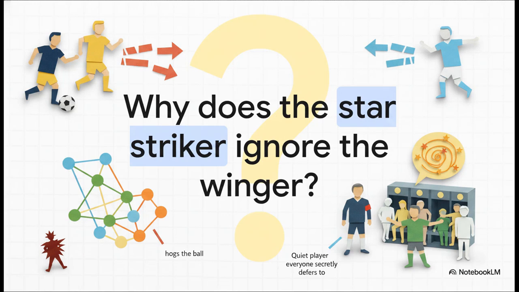Ever wonder why the star striker never seems to pass to the winger, even when they're literally wide open? Or why the player actually wearing the captain's armband isn't the one hyping everyone up in the locker room? Well, welcome to the invisible social matrix of a sports team. Every single squad has that one guy who hogs the ball, or the quiet player everyone secretly defers to. You can't see these dynamics on a stat sheet, but trust me, they completely dictate who wins and who loses.